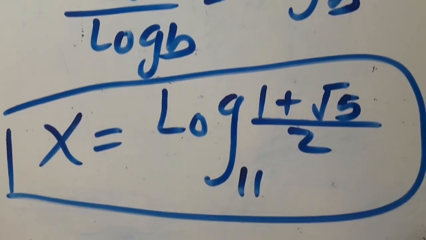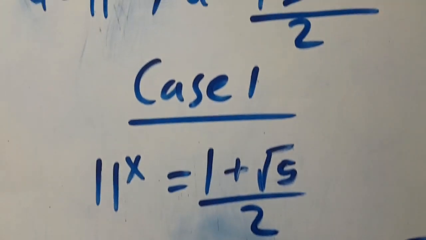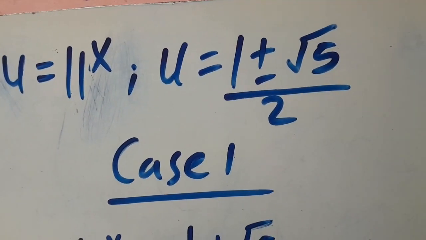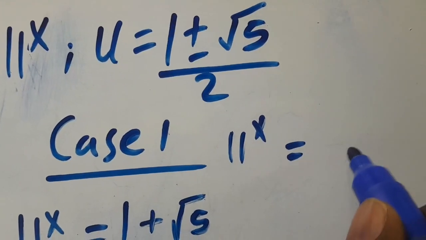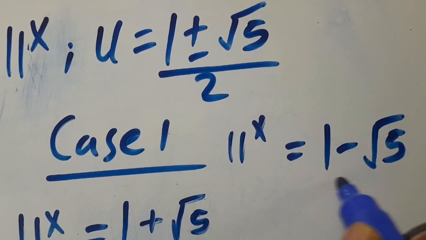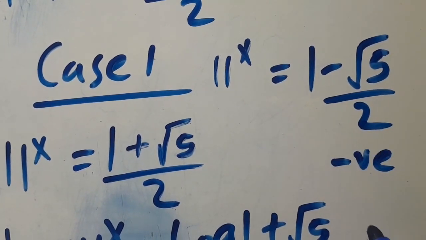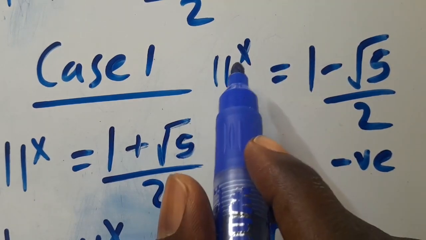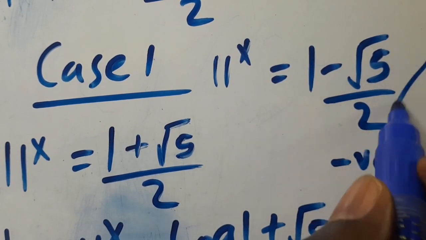Now, if you are to go along with case 2, we realize that it is impossible for this expression to be satisfied. When you have 11 to the power of x equals, let's go with negative 1 minus root of 5 divided by 2. From the right hand side, we're going to have negative, but from the left, no matter what the value of x, 11 to the power of x cannot be negative. So therefore, this is wrong.